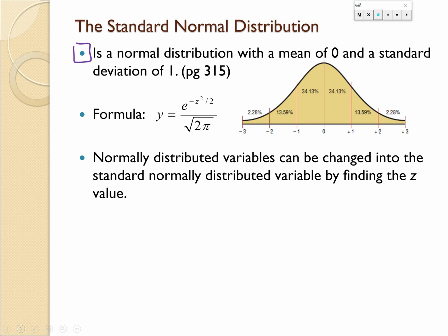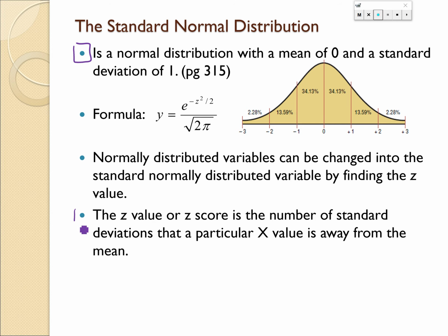Now, if you have a normally distributed variable, you're thinking, Ms. Galley, so how can we get all those different curves just onto one? How does that work? So in order to make it work, we take our variables and we change them into standard normally distributed variables by finding what are called z-values. The z-value or z-score that we find is how many standard deviations our value is away from the mean. So your z-value or z-score, you would hear it referred to both ways, is how many standard deviations whatever value we're dealing with is away from the mean.